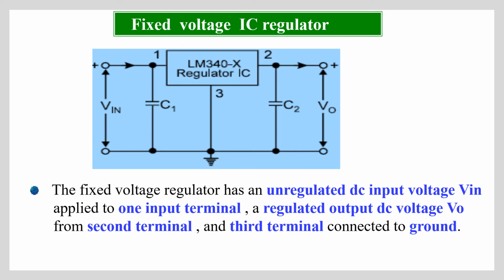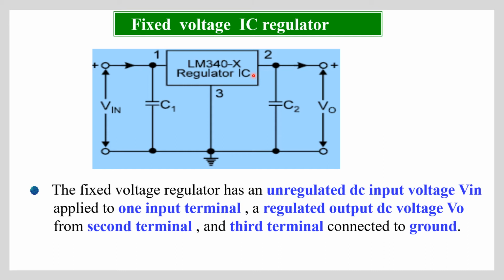Fixed voltage IC regulator. See here, the LM340 series is used as a 3-terminal voltage regulator. For this, pin 1 is the input. So pin 1 is connected to the input, and the input comes from the filter output. The fixed voltage regulator has an unregulated DC input voltage Vin applied to one terminal of the IC, a regulated output DC voltage V0 at pin number 2, that is the second terminal, and the third terminal of the IC is ground.